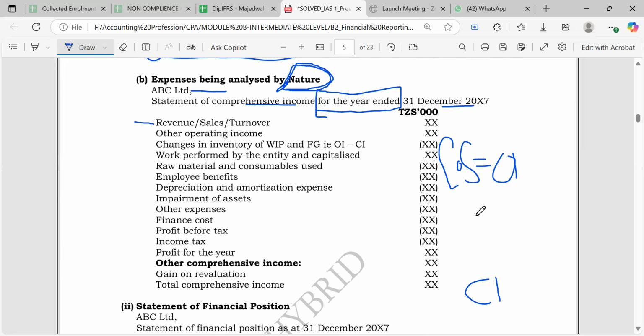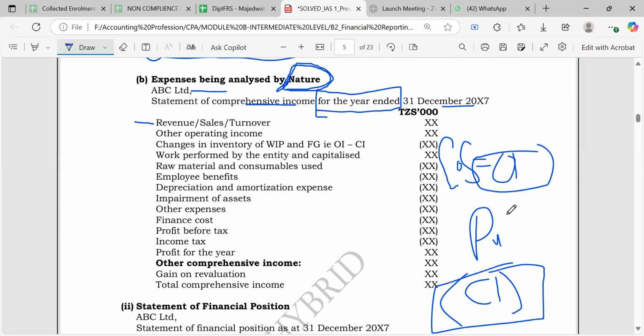We usually say opening inventory plus purchases minus closing. You see. So they just take this one and they also take this one. Opening minus closing. They put it here for work in progress and for finished goods. You see that?